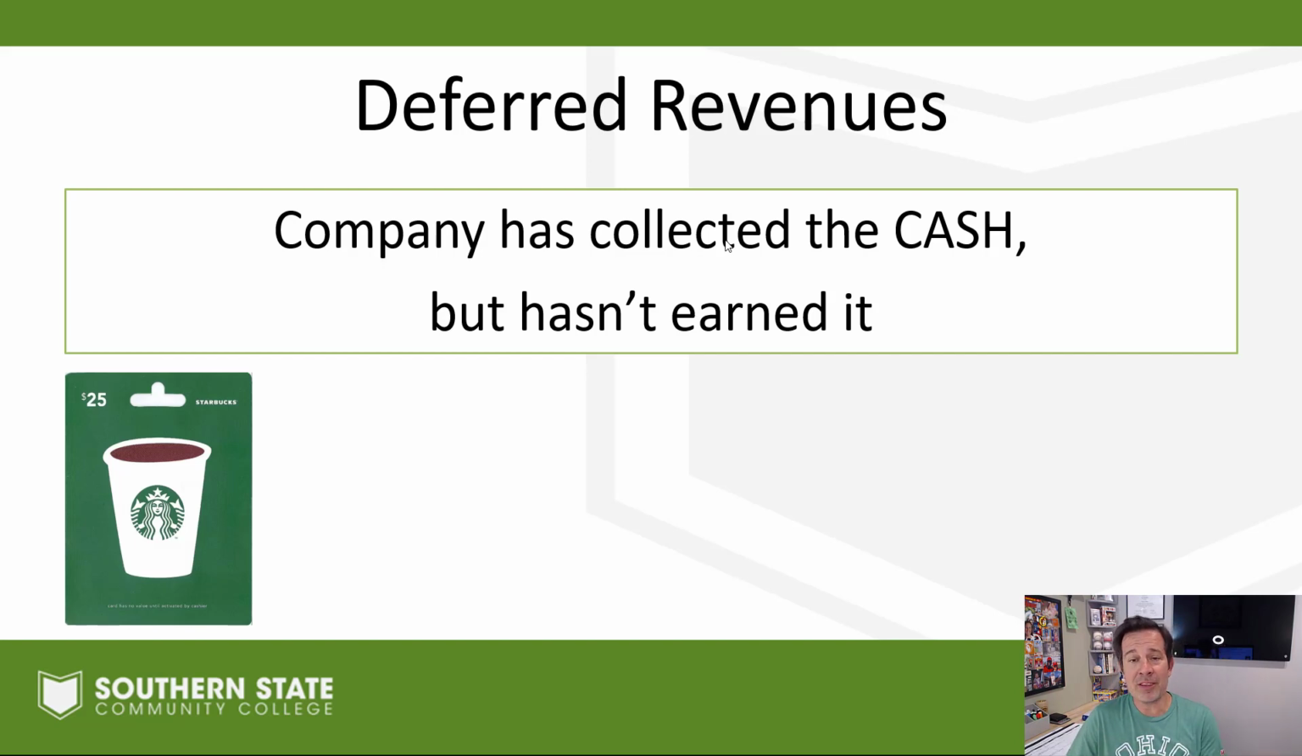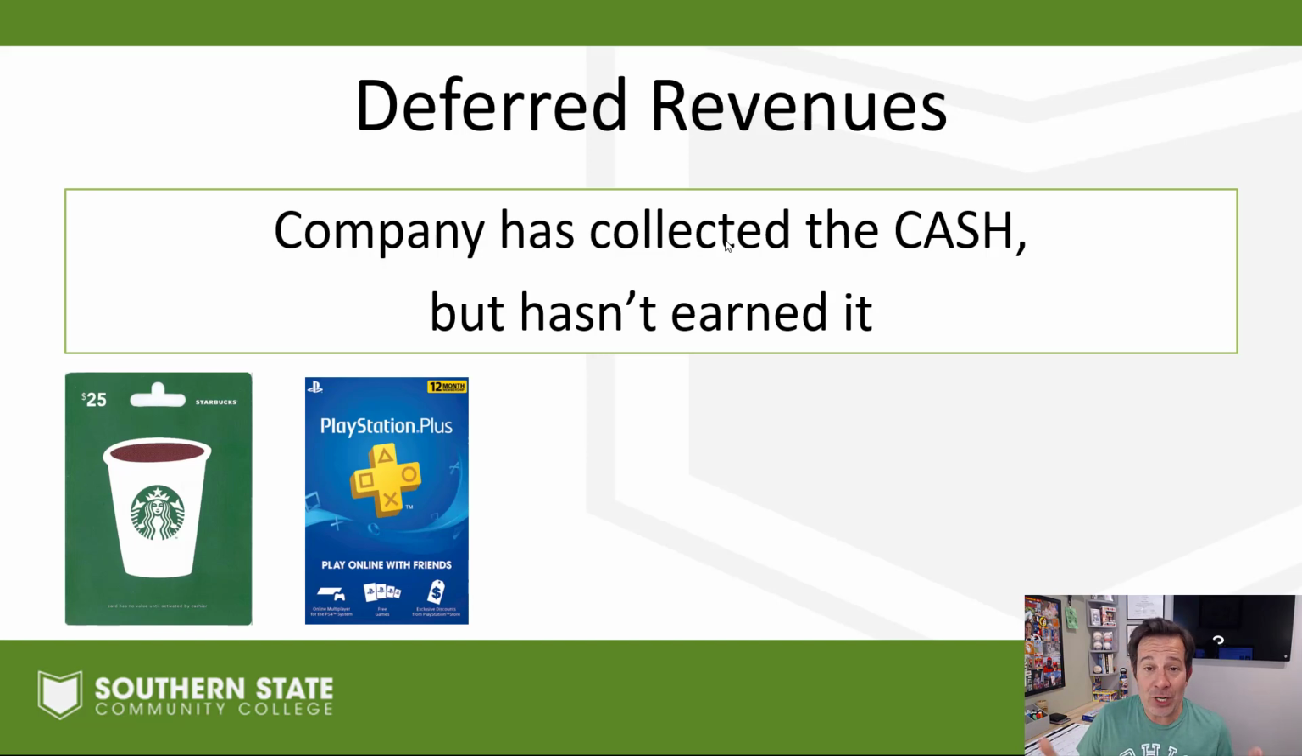And then you come back a month later, you plop your card down and they make your coffee and they take that value off of the card. That's an example of deferred revenue. You're giving Starbucks money, but they haven't earned it yet. So any kind of gift card is an example of deferred revenue. Company takes your money, they haven't provided you with anything yet.